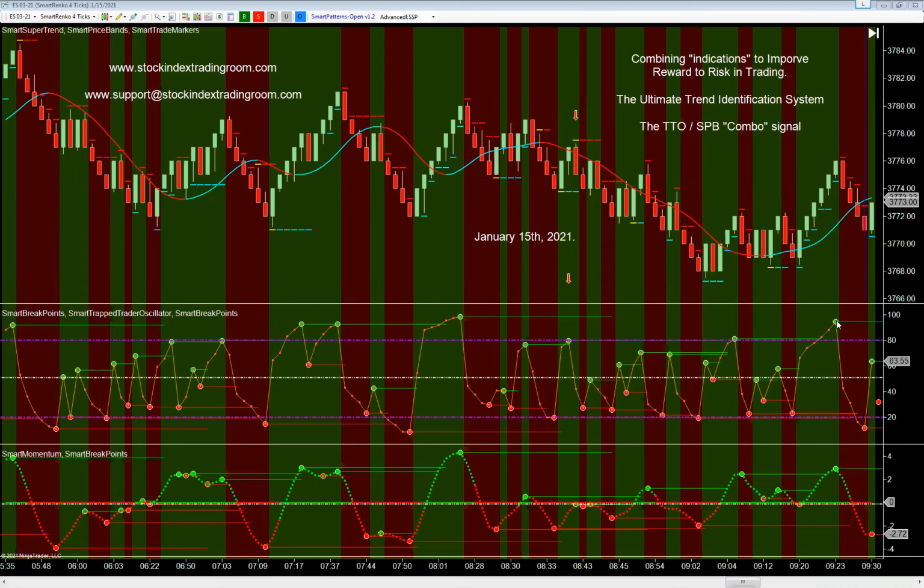So we're going to look for the Trapped Trader Oscillator being overvalued, too many people long, and you can see the market came down 3 or 4 points here. So we're going to use the Trapped Trader Oscillator for entries and the Smart Price Band for the direction of the entry. When this is cyan, we're going to look to buy. And when the Trapped Trader Oscillator is undervalued, we say too many people are on the wrong side of the short, and away we go. So this is going to be a buy signal.